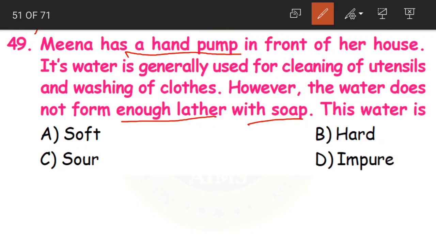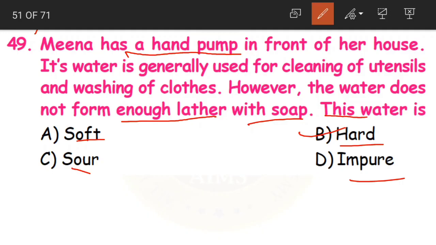So why was this? Because this water is soft, hard, sour, or impure. And the answer is hard. Okay, so hand pump, well, and all these are underground water sources. The underground water is hard. It is not soft like our tap water.